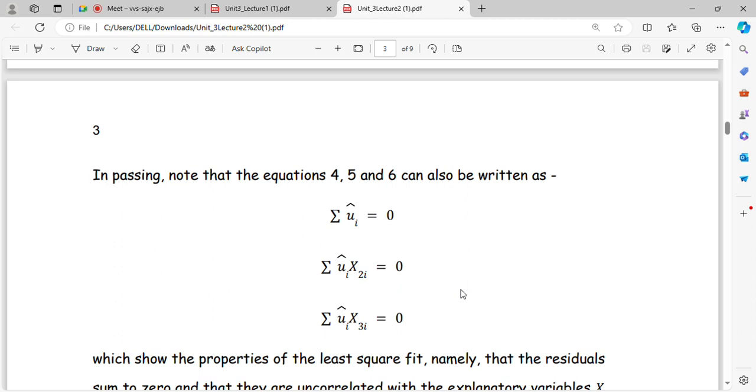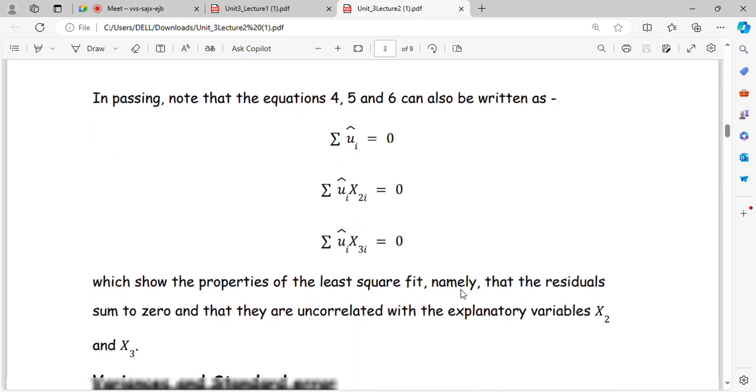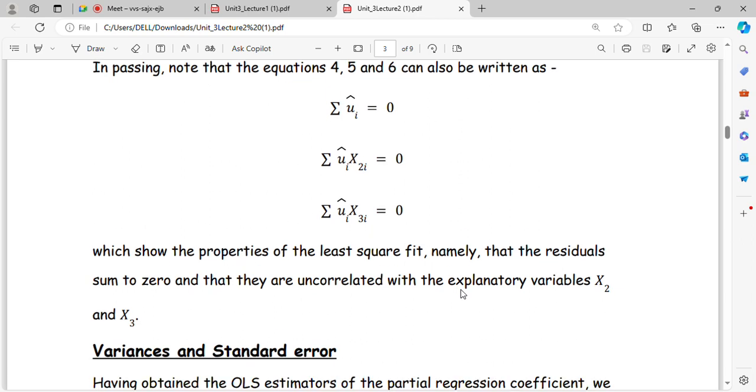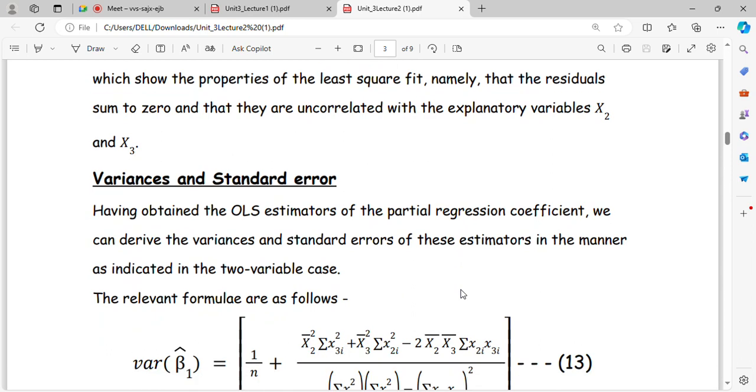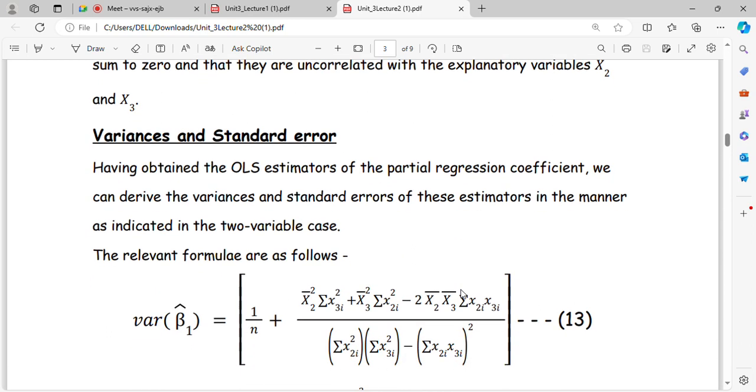In the two variable regression model we have two normal equations. In three variable regression models we have three normal equations, which show the properties of the least squares fit, namely that the residual sum equals 0 and the residuals are uncorrelated with the explanatory variables x2 and x3, just like the assumptions. Now if we calculate the variance, we can easily calculate it by deriving that.